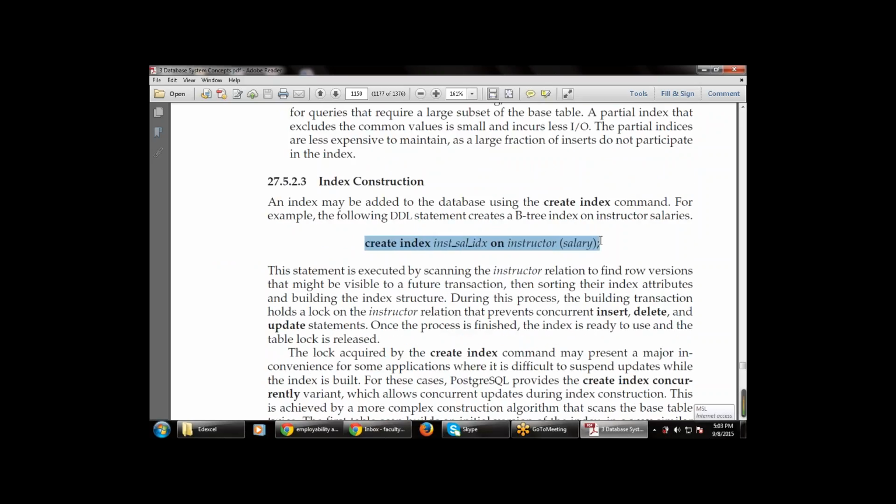Then how to create the index? This is the syntax: create index inst_salary_index on instructor(salary).